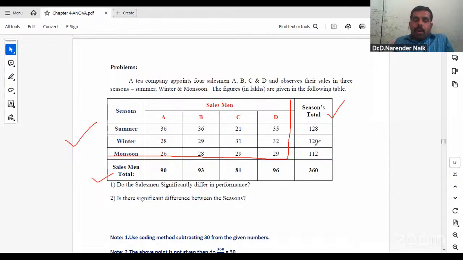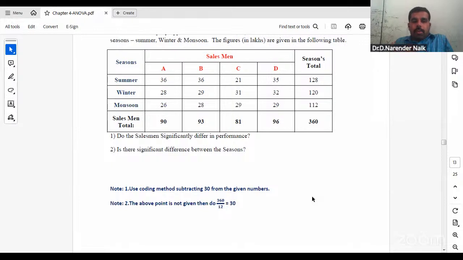So why we are giving importance to this: at the time of doing the problem, you are going to understand. So you observe carefully. Here note, note is important. Note number 1: use the coding method, subtracting 30 from the given numbers. That is the code, note number 1. The question is given by the examiner, and if the examiner mentions the code number 30, then that 30 should be considered. Otherwise, if this code number 30 is not given, then go for note number 2.